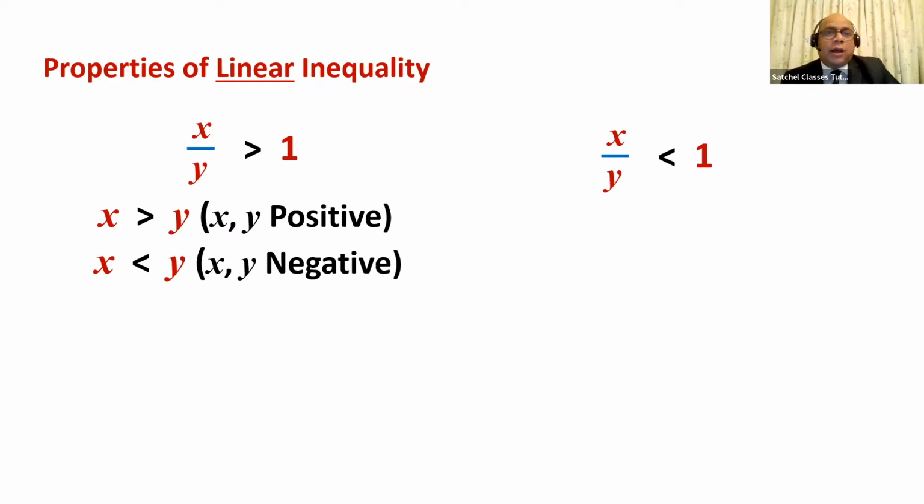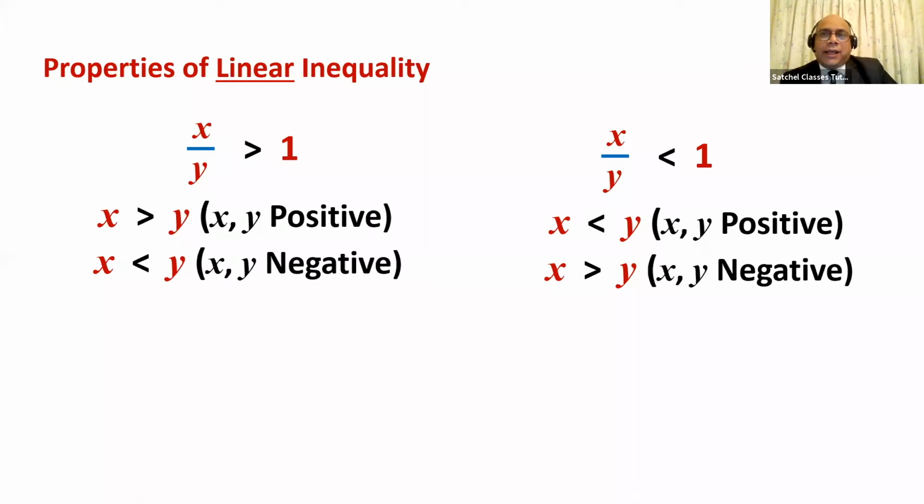greater than y, correct? However, if x and y are both negative, then the magnitude of the numerator has to be bigger than the magnitude of the denominator, because minus and minus will cancel out and only the magnitude will remain. So in case of negative numbers, if the magnitude is bigger, the number is actually smaller, right? So if x and y are both positive, then x has to be greater than y. Whereas if x and y are both negative, then x has to be smaller than y.